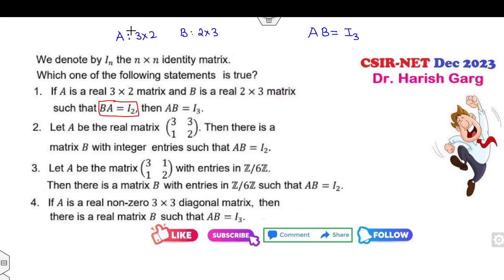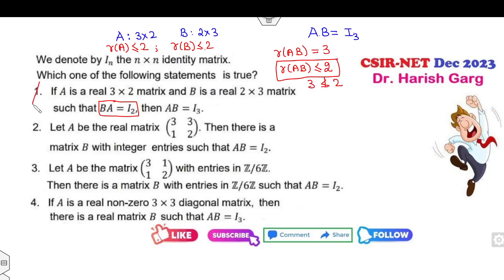Otherwise, I will consider the rank. Can you find the rank of A? It is less than or equal to the minimum. Can you find the rank of B? It is less than or equal to the minimum. Now, can you find the rank of AB? It must be identity, so it must be 3. Also, rank of AB is less than or equal to the minimum of rank of A and rank of B. So can you find the minimum of this? Less than or equal to 2. Is it possible? No, because 3 can never be less than or equal to 2. That option is cancelled.